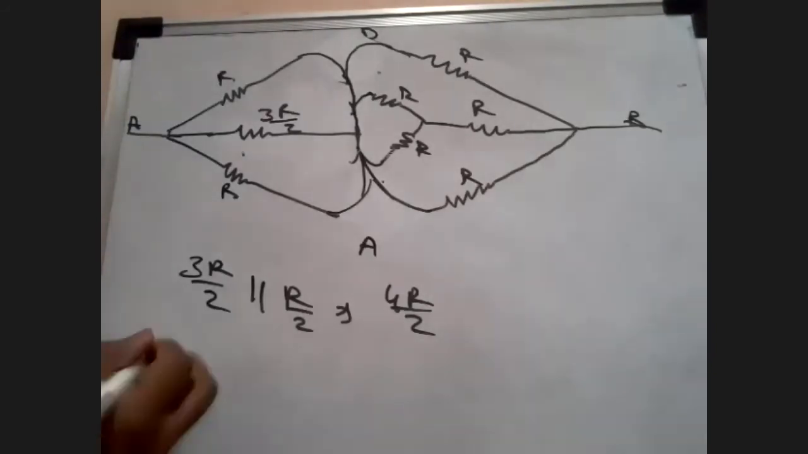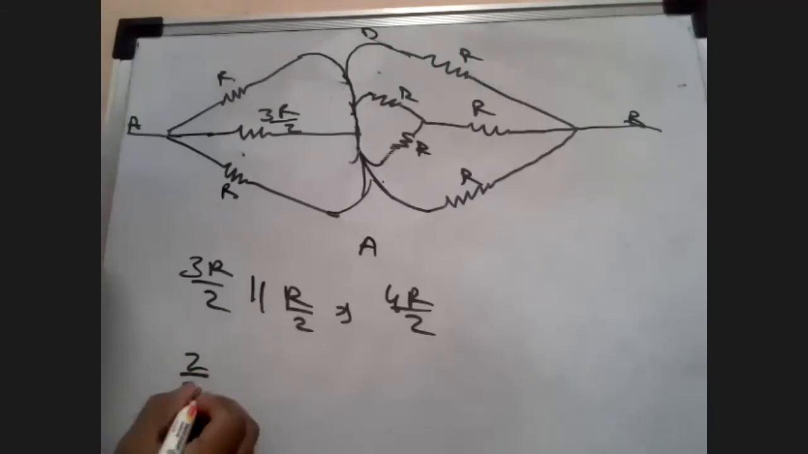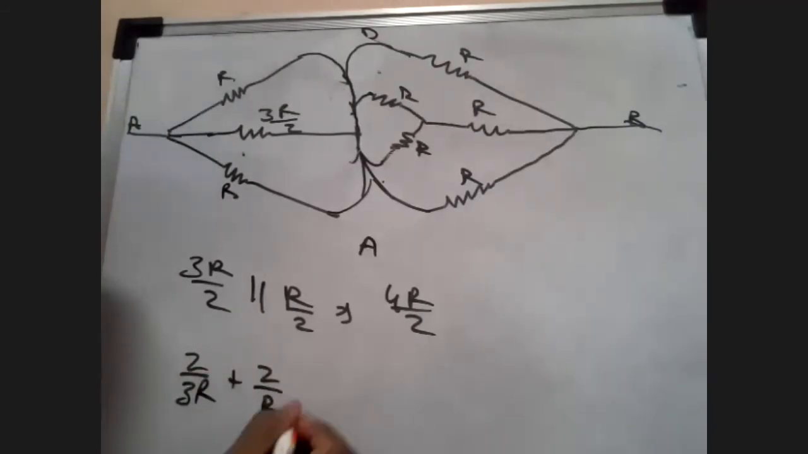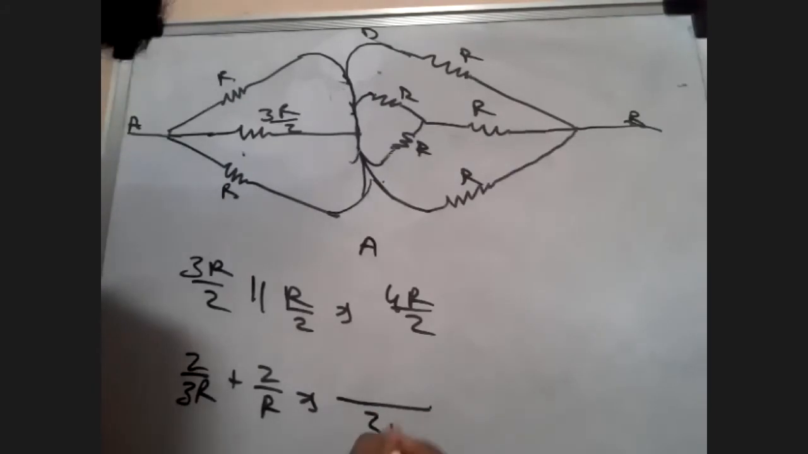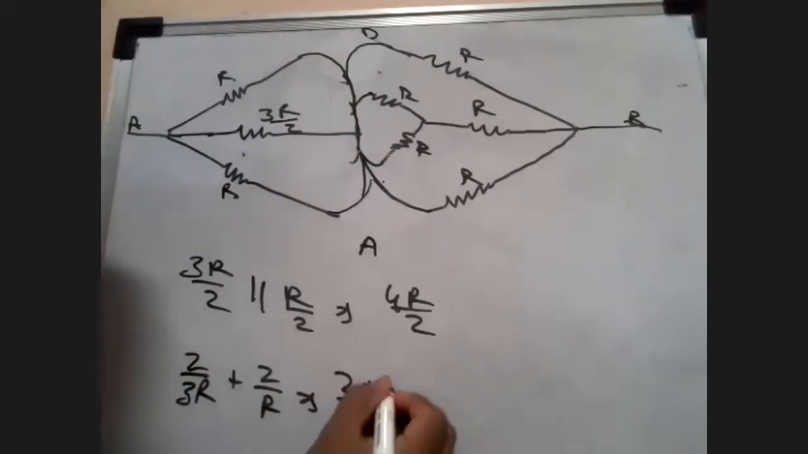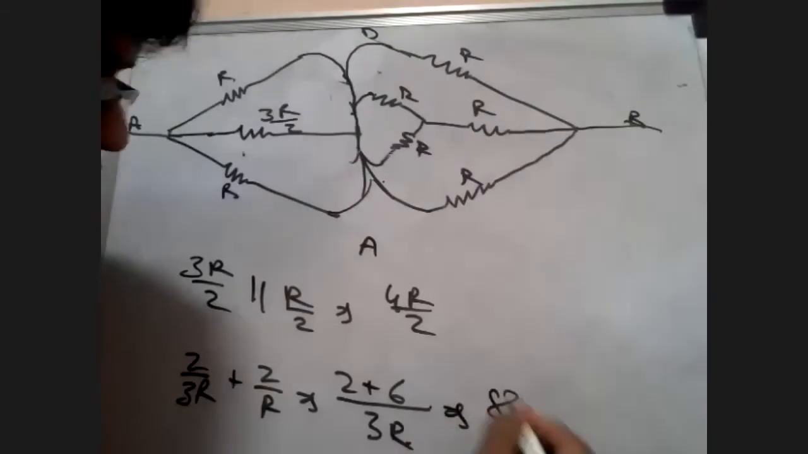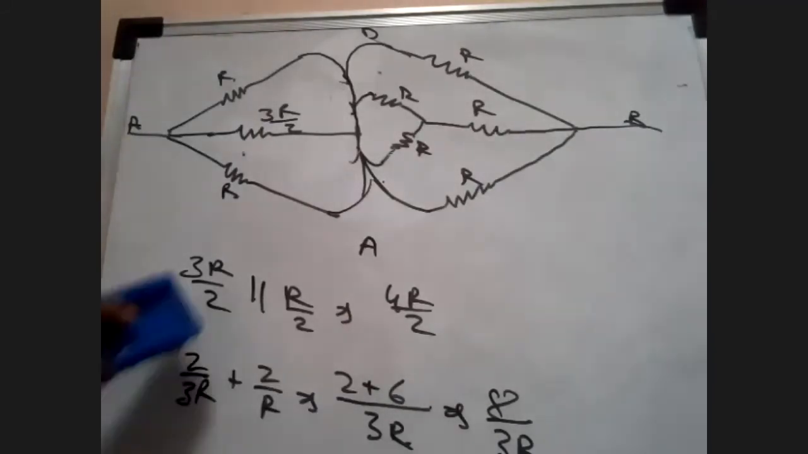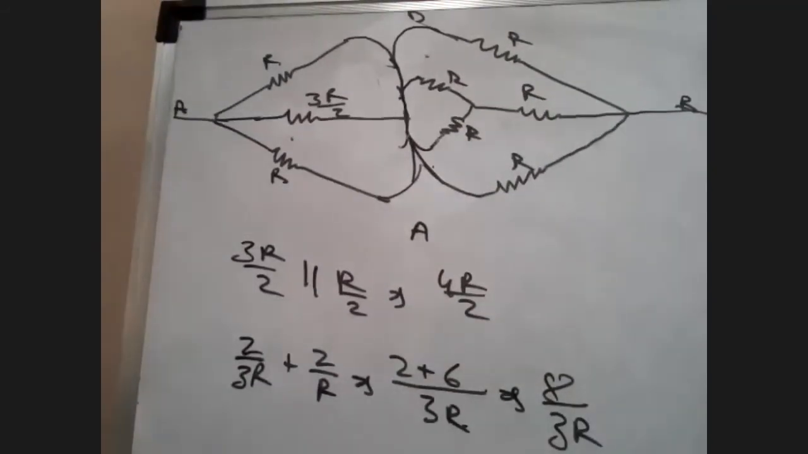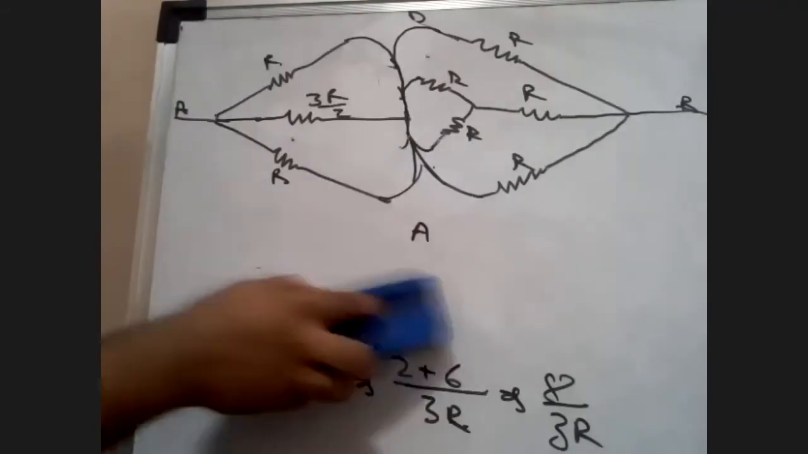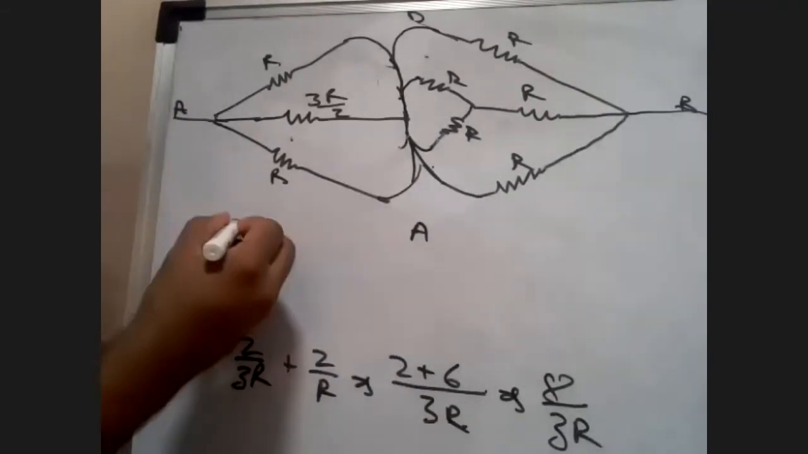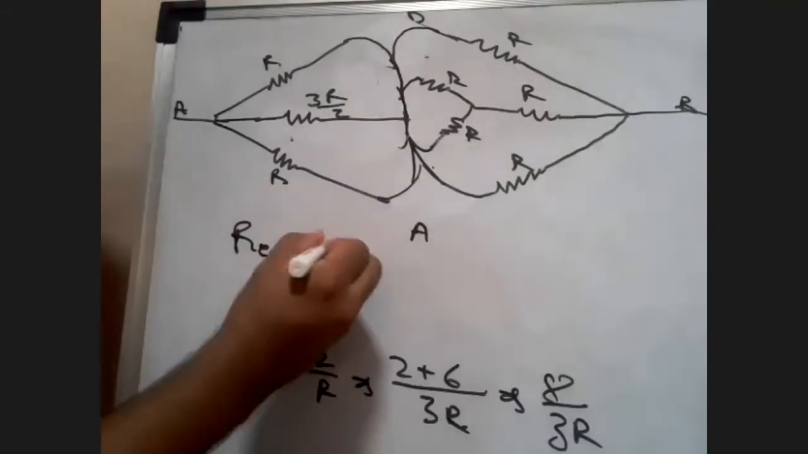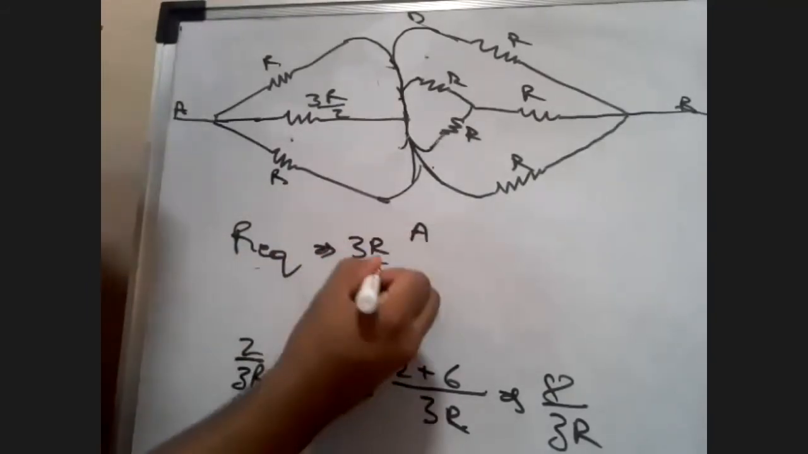Let's see. Has everyone got this answer? It is 8 by 3R, no? It is 8 by 3R. It is not 4R by 2. It is 8 by 3R. Okay. So now 8 by 3R is 1 upon R equivalent. So R equivalent is 3R by 8.